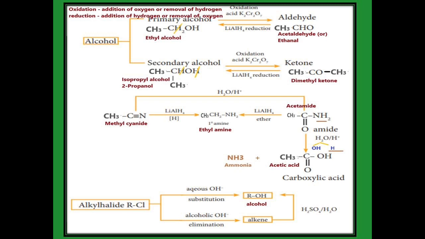The next one, substitution reaction. We have already discussed the substitution reaction in the previous slide. We get the substitution reaction when the compound undergoes reaction with aqueous potassium hydroxide. Suppose the alkyl halide undergoes reaction with alcoholic potassium hydroxide, it undergoes an elimination reaction and gives alkene.